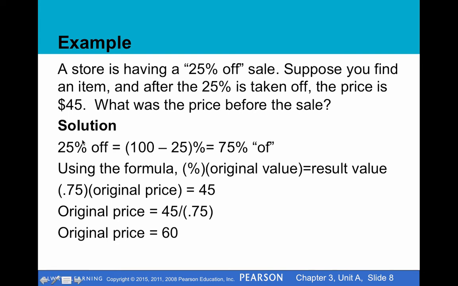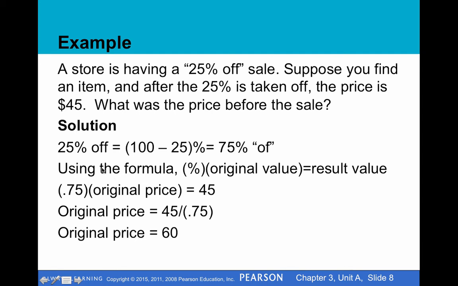Well, remember 25% off, using what we've talked about before. Off is not the same thing as of. 25% is taken off, so that means we actually have 75% of the original price. So I take care of that right away. If there's a word other than of, if it's more than, less than, off, then I use the 100 plus or minus to get the percentage of. Then I can use my formula, which uses the word of. So 25% off is the same thing as 75% of.